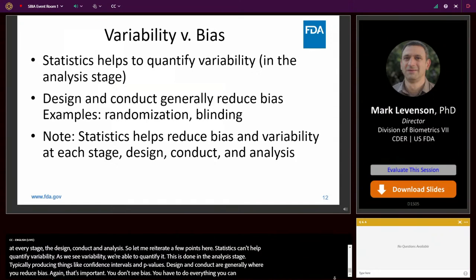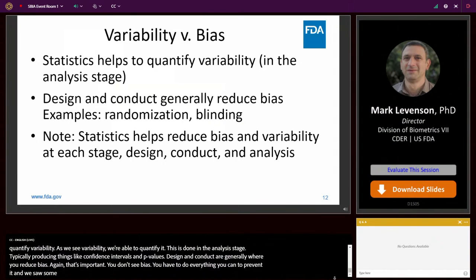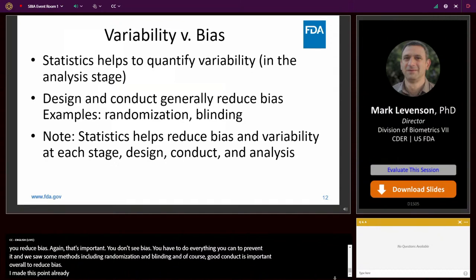And we saw some methods to reduce bias, including randomization and blinding. And of course, good conduct is important overall to reduce bias. And I've made this point already, and I'll make it again a few times throughout the talk, that statistics can help reduce bias and variability at each stage, the design, the conduct, and analysis stages.